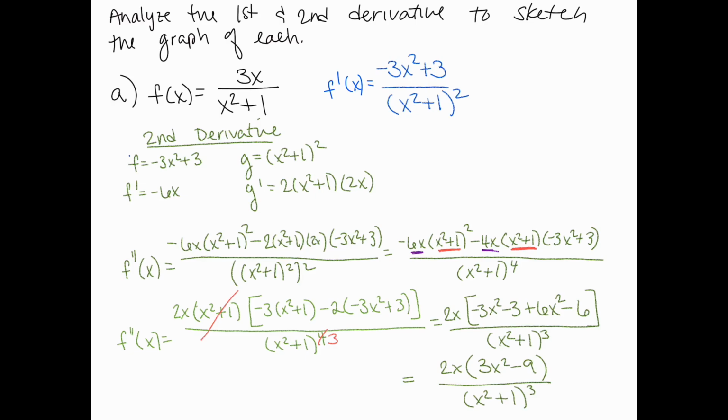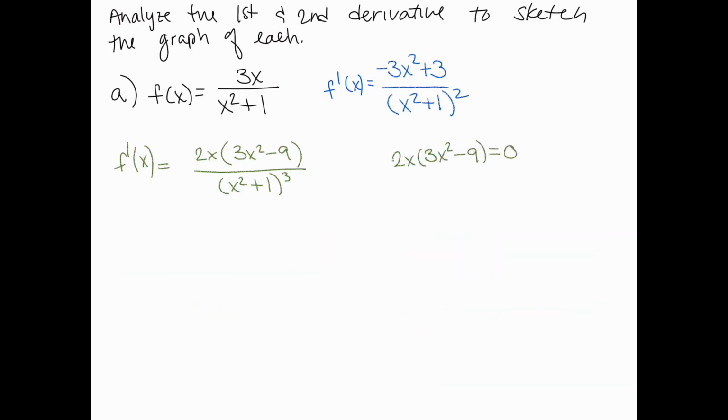All right, so finally we have our second derivative. And now we're ready to analyze it. We're going to set it equal to 0, and then we're going to create a number line for the second derivative. The only way a fraction can equal 0 is if the top equals 0. So I'm going to set the top equal to 0. So 2x(3x squared minus 9) equals 0. And technically we do have to think about, does the bottom equal 0? But once again, the bottom will never equal 0. X squared plus 1 will not equal 0, so we don't have to worry about that.